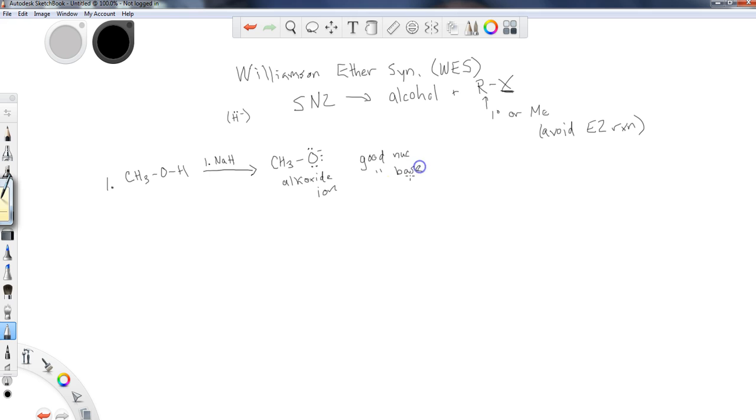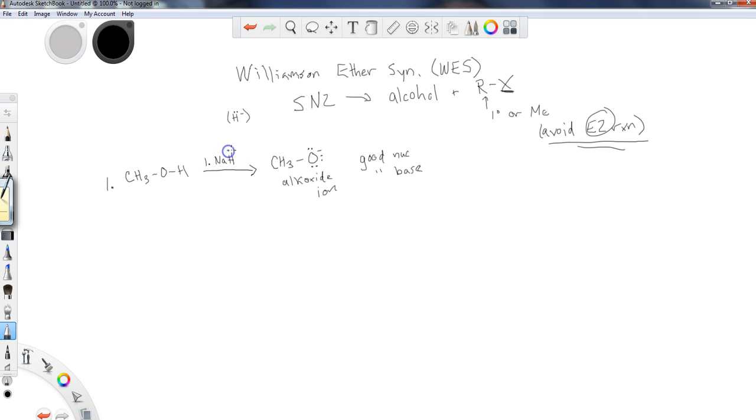In fact, it's going to be a slightly better base than it is nucleophile, and that's exactly why we need to avoid secondary leaving groups, because that would start promoting an E2. If I had this acting as potentially a nucleophile, it's going to behave more as a base when I get secondary leaving groups. Again, go rewatch those videos if you need a refresher on SN2 versus E2. So great. I deprotonate this. I have my alkoxide ion.